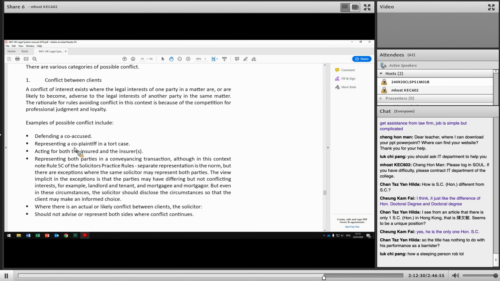Or representing a co-plaintiff in a tort case. There will also be conflict of interest acting for both the insured and the insurer. Insured means the person who takes out the insurance policy, 呢個投保人. Okay, insurer means the insurance company, usually 受保人. So there must be some conflict of interest, especially in terms of the policy, where there may be different interpretations. Of course, the insured wants to get the money. The insurance company wants to minimize the compensation to the insured. Okay? So they are in a conflicting position.